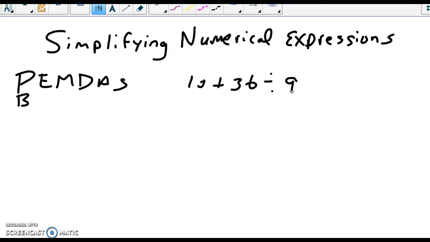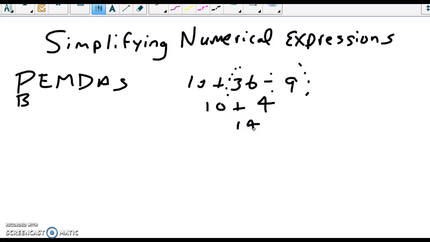So it's like there's a parenthesis around 36 divided by 9. 36 divided by 9 is 4. So now we're left with 10 plus 4. And 10 plus 4 is 14. And 14 would be your answer.